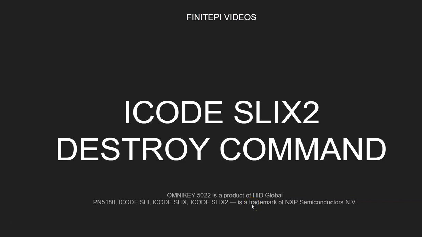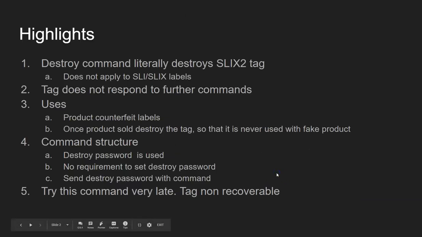This is DC here. In this video, I'm going to show you how to use the destroy command in ICODE SLIX2 tags. The destroy command literally destroys the tag. This command is not available in the first two generations, I would say, the SLI and SLIX labels. Once the destroy command is run against a tag, the tag will not respond to any further commands.